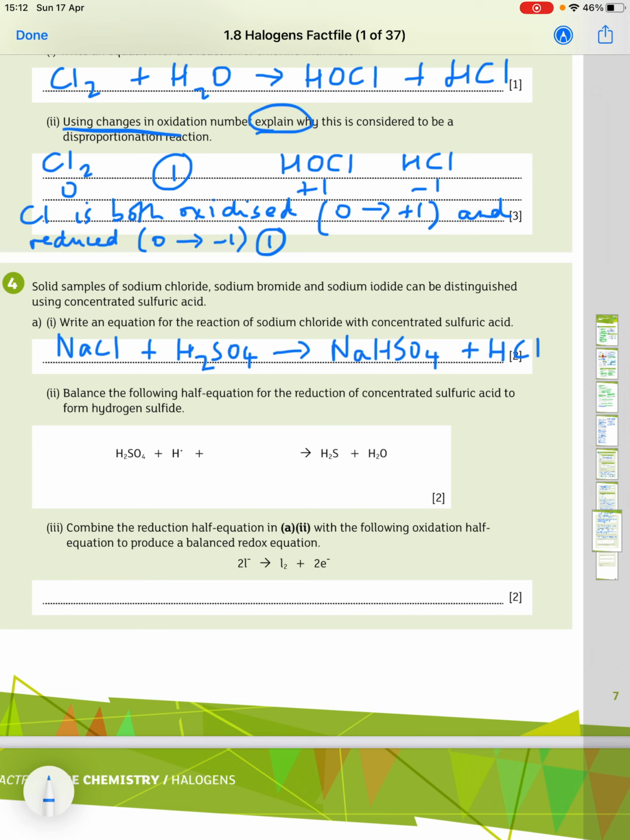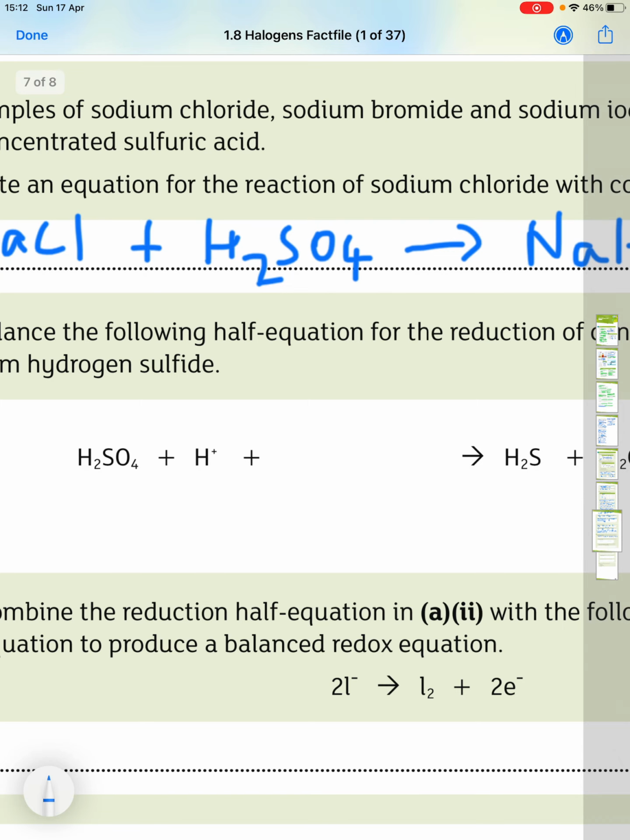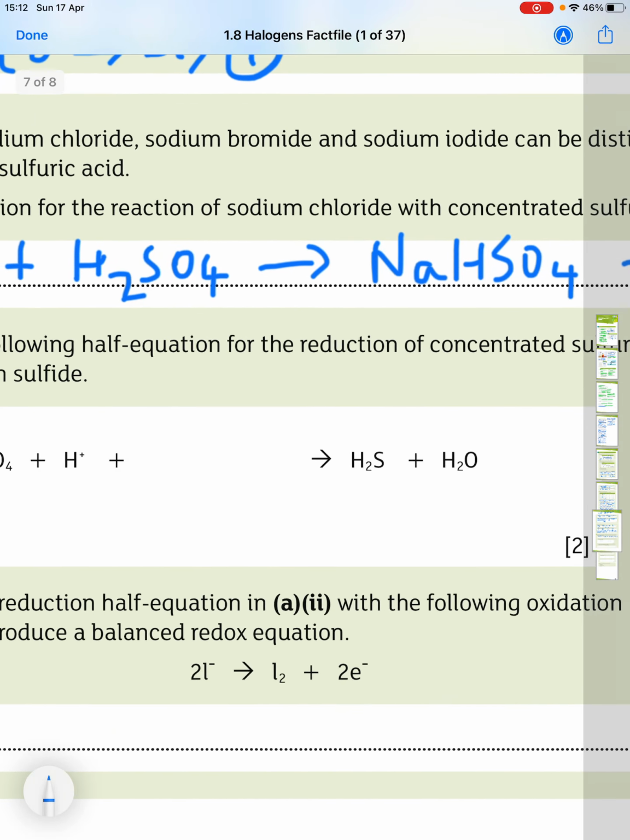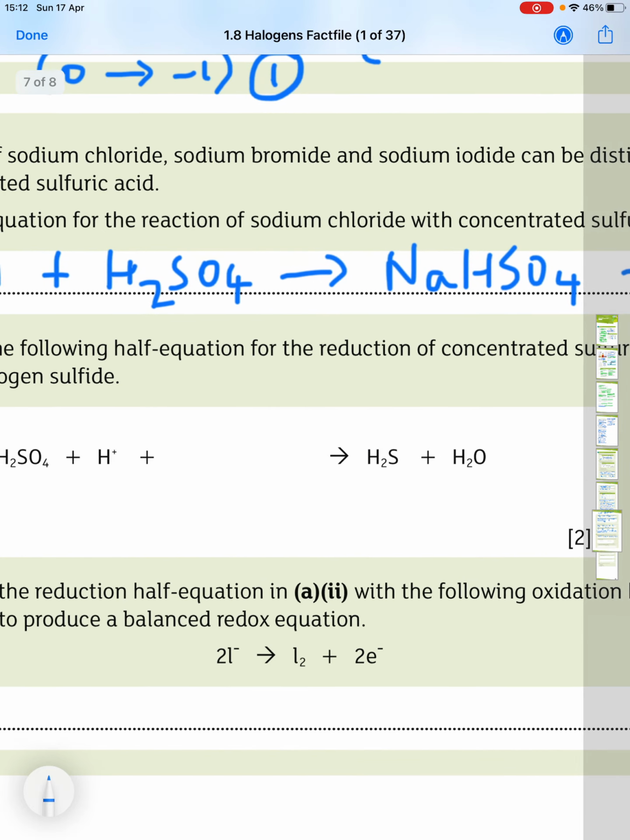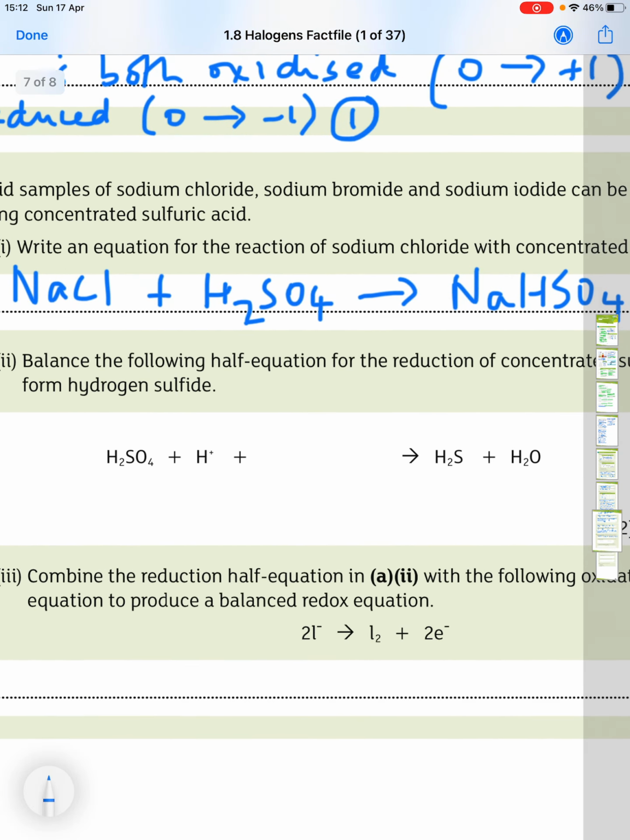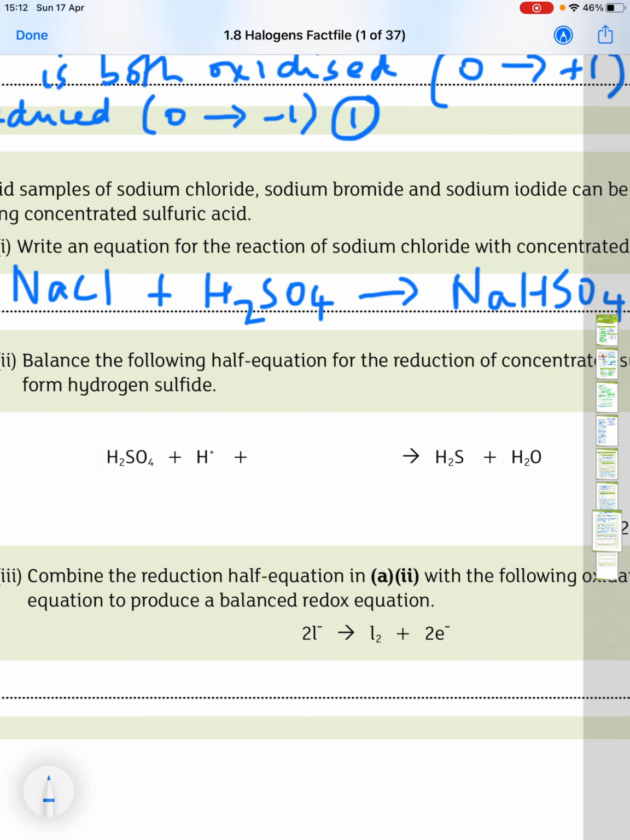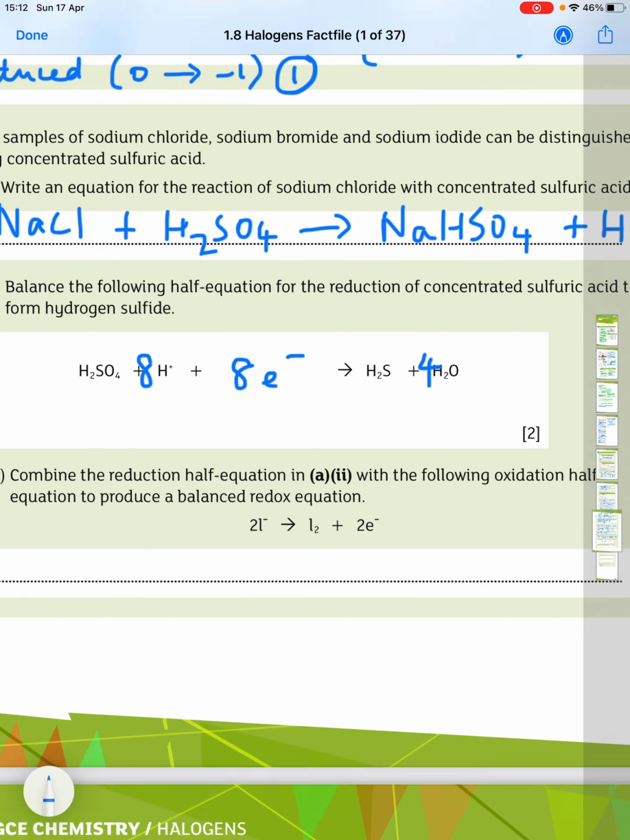Then it asks you to balance the following half equation for the reduction of concentrated sulfuric acid to form hydrogen sulfide. You can see that we've got the sulfuric acid, the hydrogen ion, hydrogen sulfide and water, but there's a gap because there's something missing on the left hand side. What's actually missing is the electrons, but if we balance it up first, we have 4 water and 8 hydrogen ions, and then we need 8 electrons.